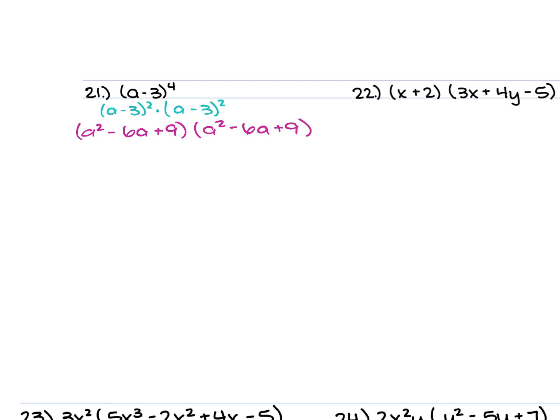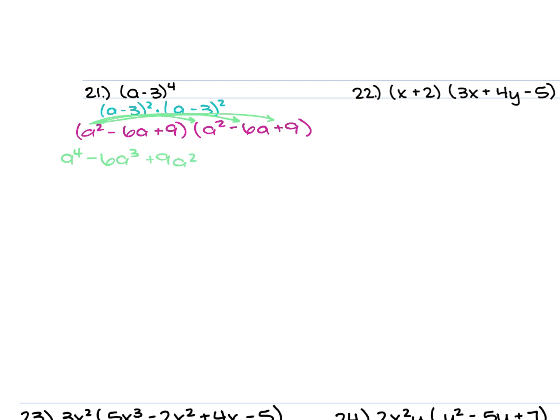From here, we're just going to distribute the a squared into the trinomial, then the negative 6a into that trinomial, then the 9 into that trinomial. So the a squared times a squared gives us a to the 4th power. The a squared times negative 6a is negative 6a to the 3rd power. A squared times 9 is 9a squared.